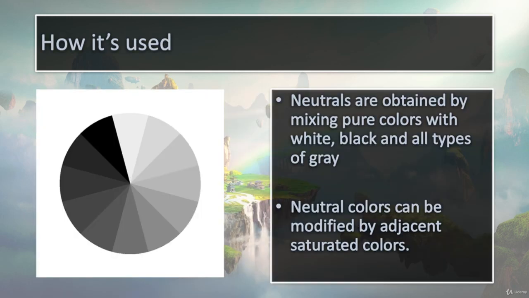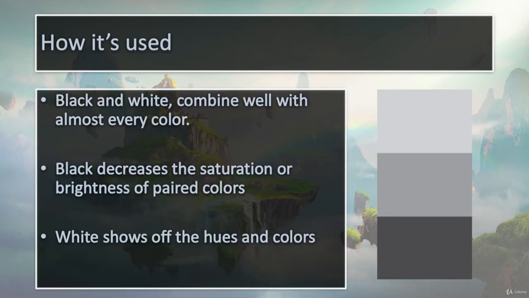And how it's used. Neutrals are obtained by mixing pure colors with white, black, and all types of gray. Neutral colors can be modified by adjacent saturating colors. Black and white combine well with almost every color. Black decreases the saturation or brightness of paired colors, and white shows off the hues and colors.